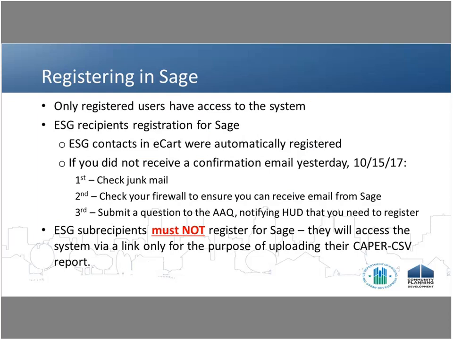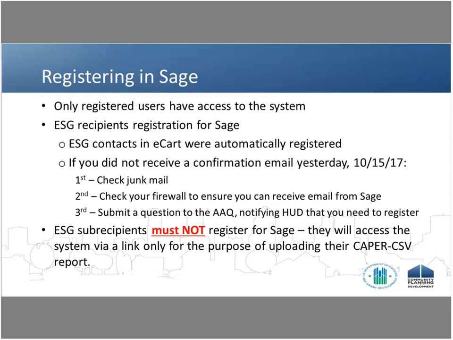So the process for registering in Sage only affects ESG recipients. ESG subrecipients must not register in Sage. There's no function for subrecipient reporting, so this only affects you all as ESG recipients. Only registered users have access to the system, so subrecipients' role and interface with the system is different, which we'll explain in a bit.